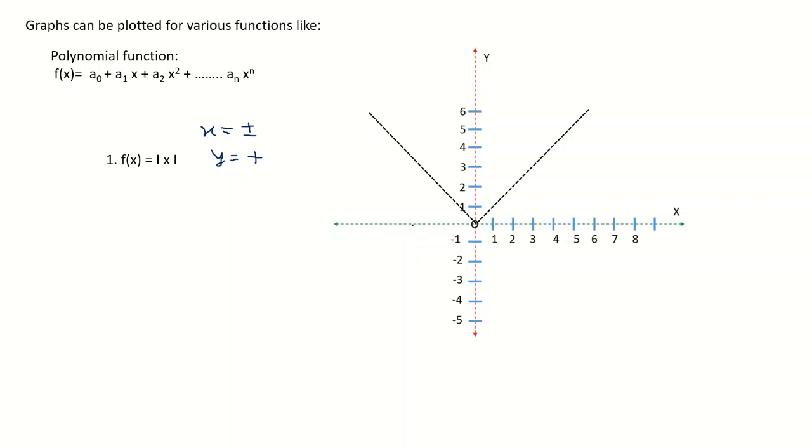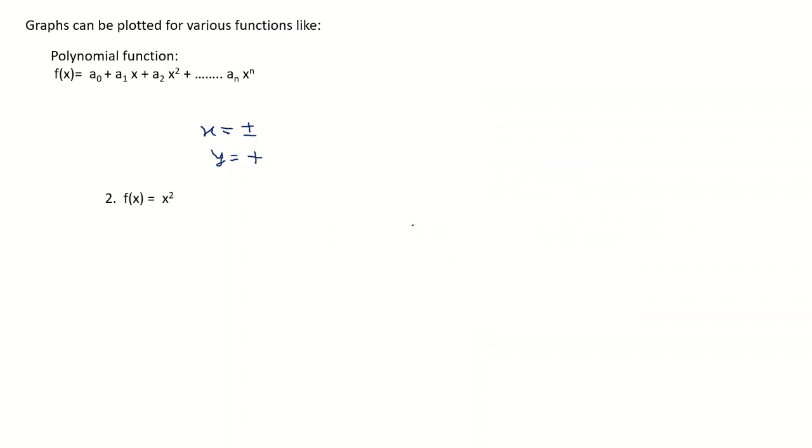Now let's see another kind of plot, that is f(x) equals x square. For this also we're going to see that x will be both positive or negative, but y is x square. So this is y, that is x square. For this also we're going to obtain only positive values, and hence we plot the graph and it seems like this.